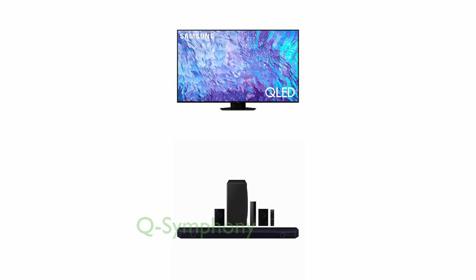The Q-Symphony feature allows the TV to pair with Samsung soundbars for an enhanced audio experience. The Quantum HDR Plus technology provides a cinema-like experience at home with rich details and immersive colors. The Samsung QN75Q80C 4K TV includes a wireless Dolby Atmos and a rear speaker kit for a complete audio experience without the hassle of wires.